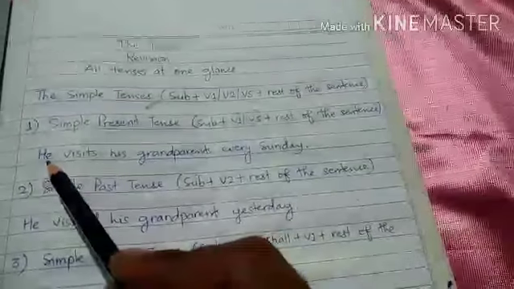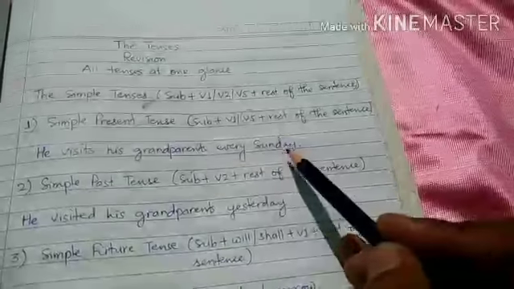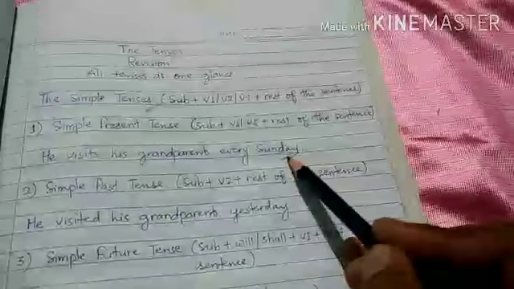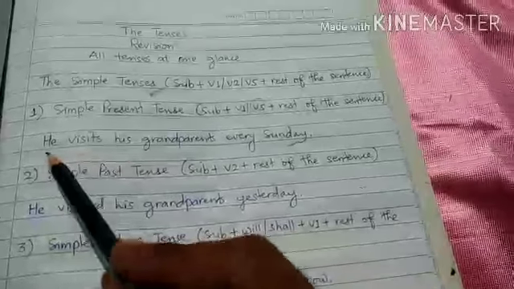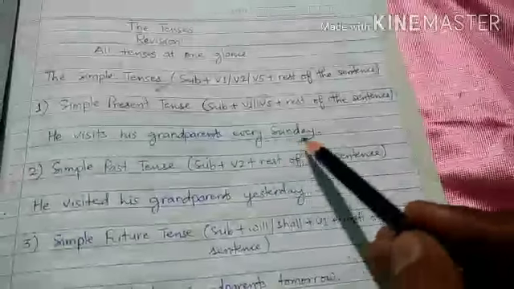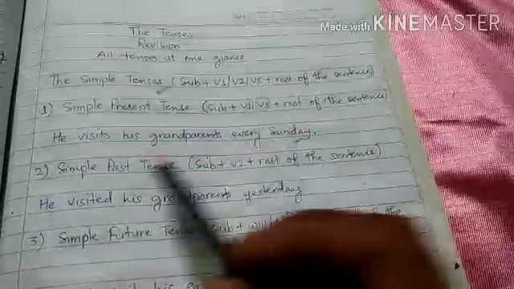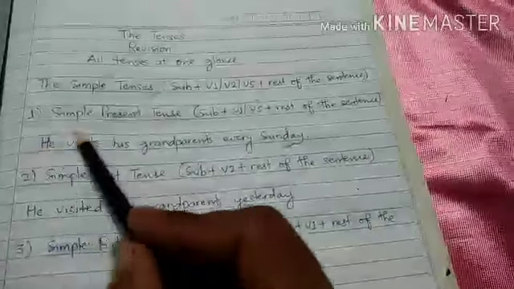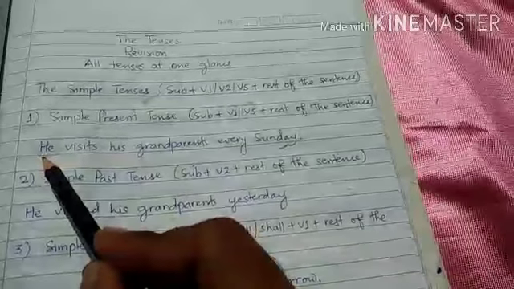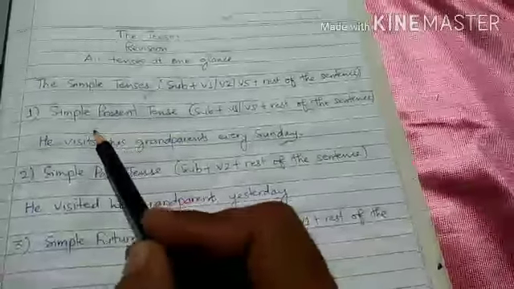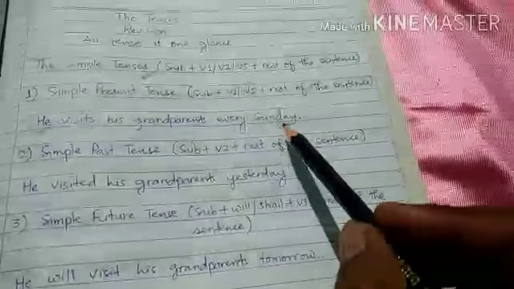So now see, we have already understood the uses of simple present tense. I have just taken a sentence here which is an example of the simple present tense. See here, he visits his grandparents every Sunday. So this sentence is in simple present tense. Subject is here, visits, B5 is here. As I have already told you, if the subject is singular we use B5. He visits his grandparents every Sunday.